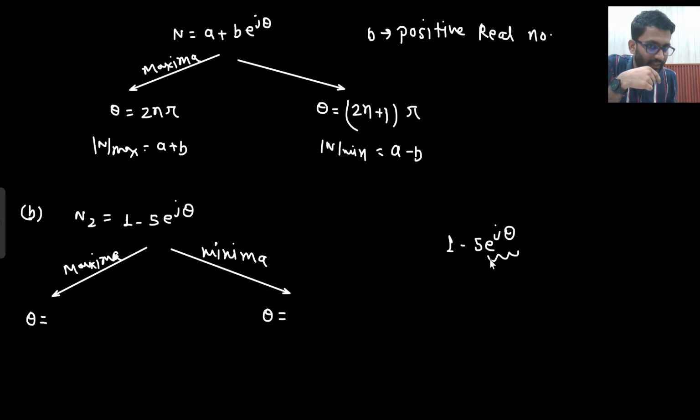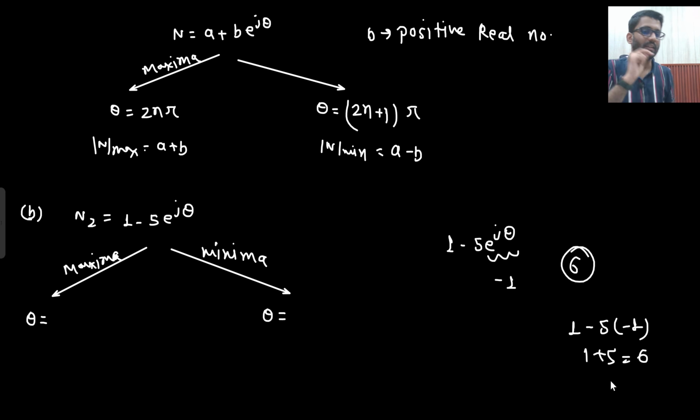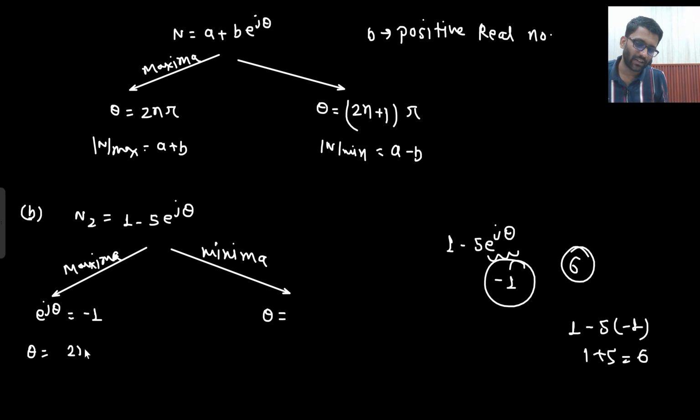So if e to the power j theta is minus 1, then what will I get? 6. If e to the power j theta is minus 1, then I will get 1 minus 5 times minus 1. So 1 plus 5, I will get 6. So now I need e to the power j theta equal to minus 1 for my maxima. Basically, for maxima, e to the power j theta should be equal to minus 1. And when will it be minus 1? When theta equals 2n plus 1 into pi. Is that clear to you?